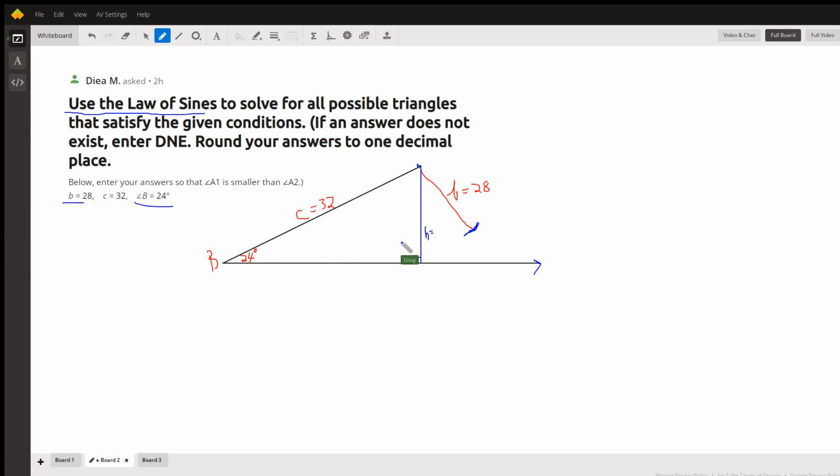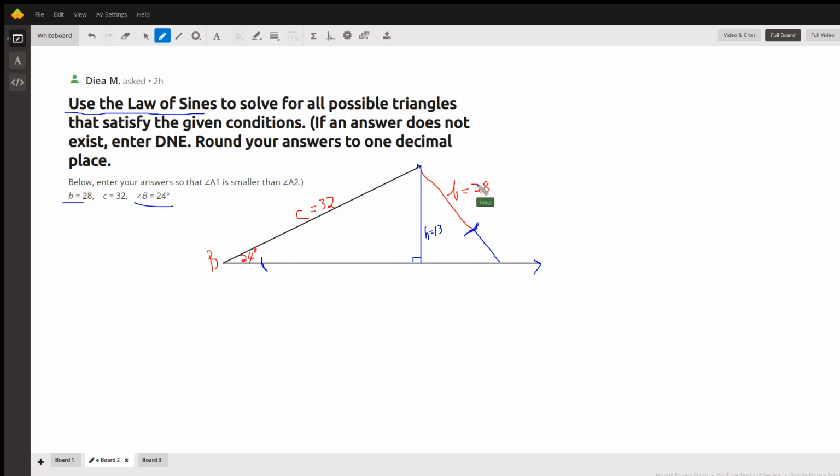The sine of 24 equals h over 32, so h equals 32 times the sine of 24. So let's say this was about 13 after that calculation. If b is less than 13, that's when you get the DNE. It does not exist. There's no triangle because this side's not long enough to hit the opposite side. If this side is longer than 13, it's going to hit here. And then if you picture it rotating this way, as long as it's less than this 32, it will hit again. That's why you have two triangles.